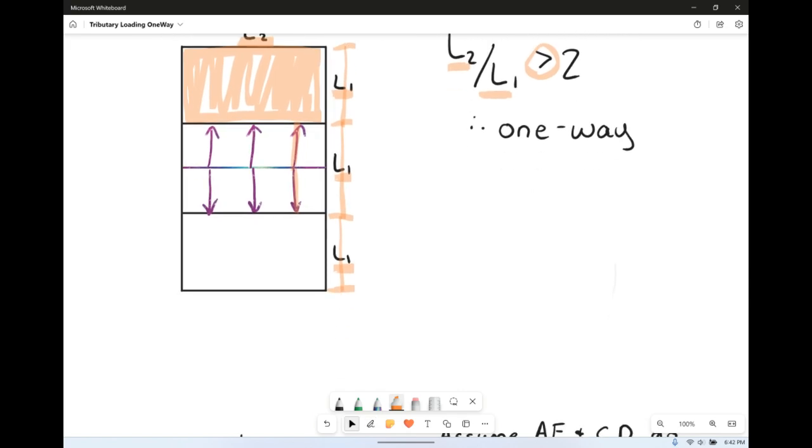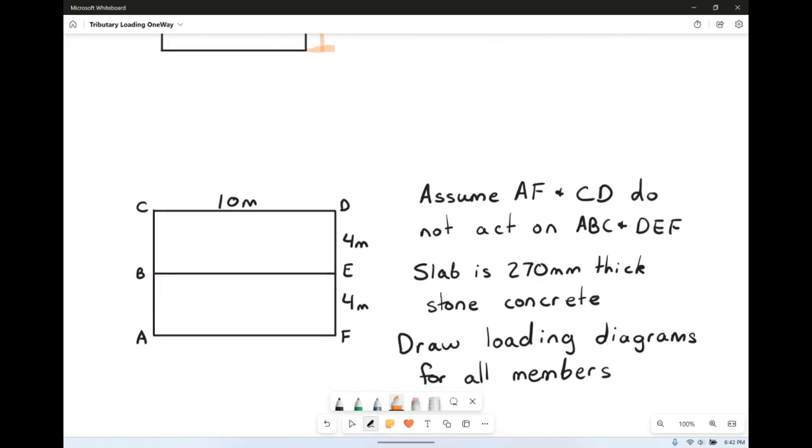So let's see this in an example. Here we have just a small one. We have just two rectangles here. We have 10 meters wide and 4 meters and 4 meters for a grand total of 8 from A to C and D to F. Not that that really matters. Remember, we have L2 and L1s.